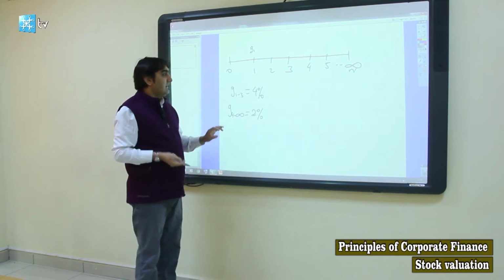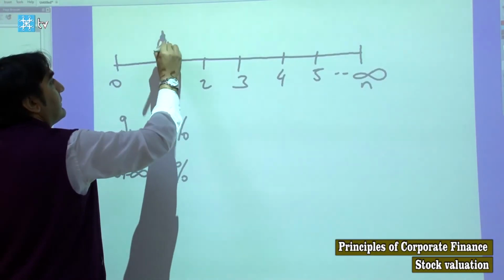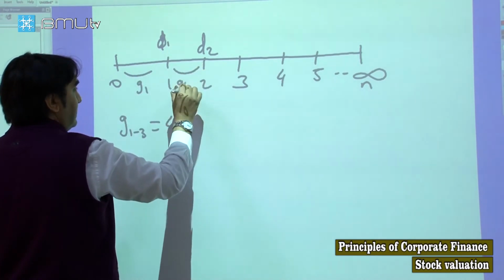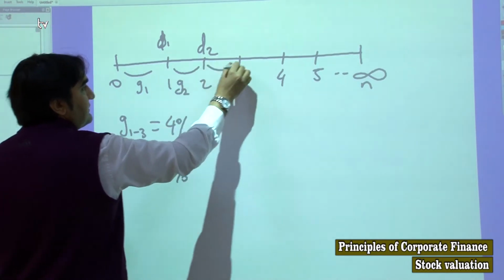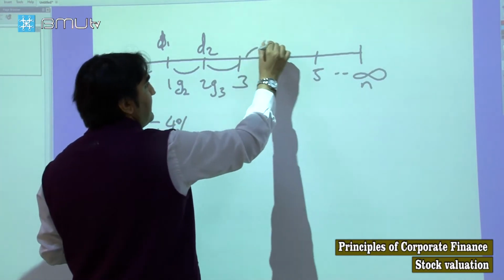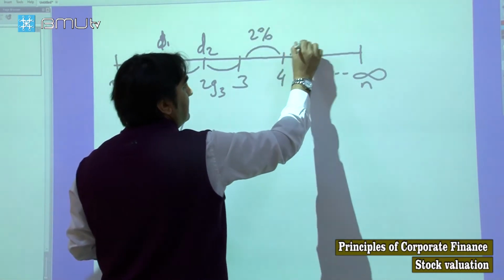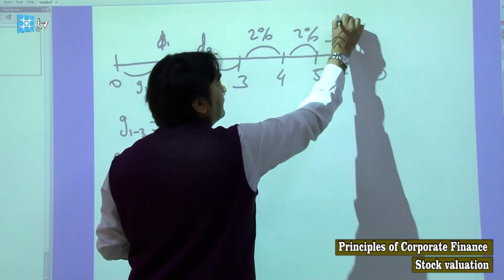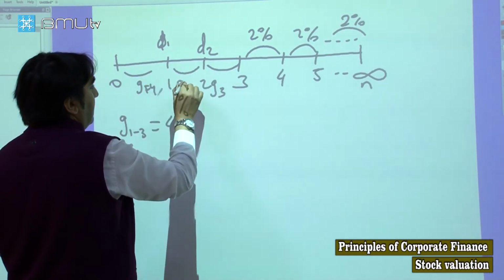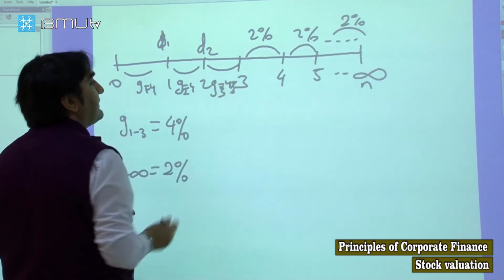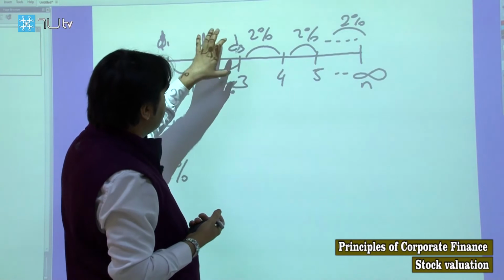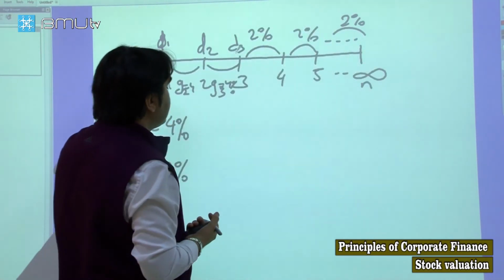What's the price of this stock? The logic is the same. We need to find dividends here. So the growth rates are here, g1, g2, and g3. g1 and g3 are the same. Starting from this period, it is 2%, 2%, and 2% forever. So these periods are 4%, 4%, 4%, and this period is 2%, and 2% goes forever. All we need to do is find the dividends after this growth and find their present value.